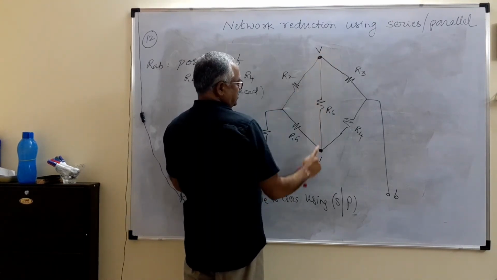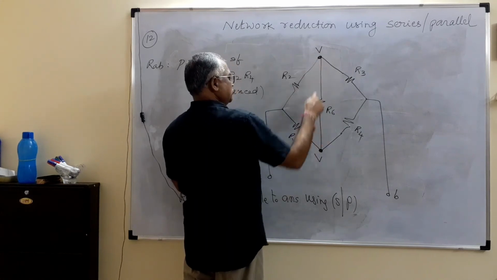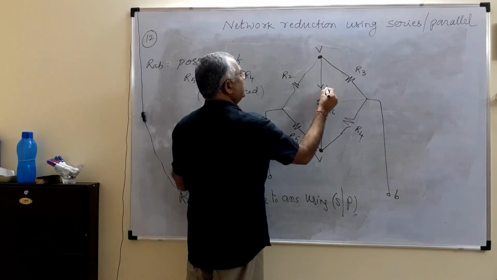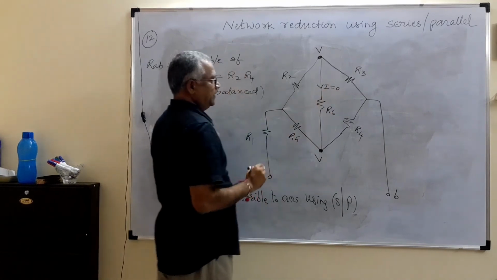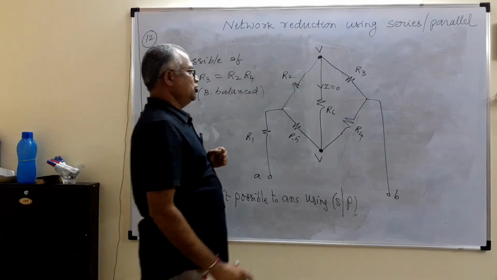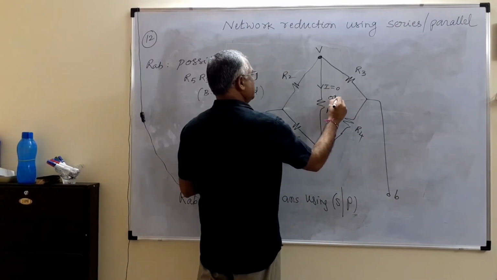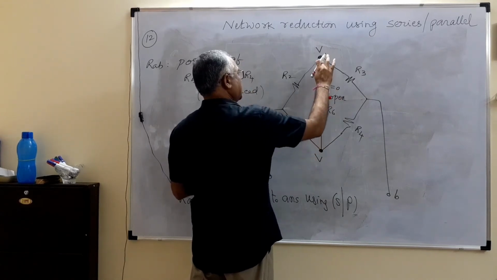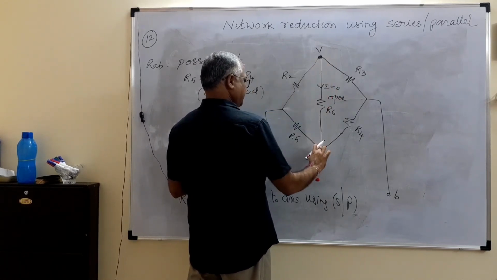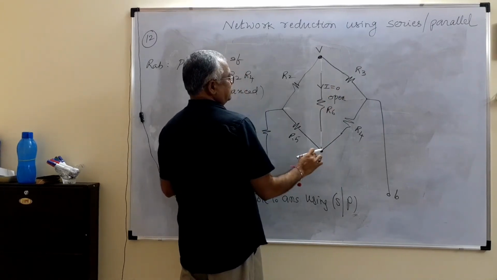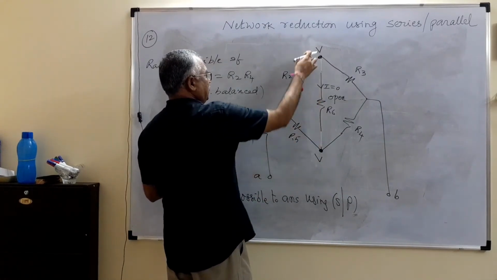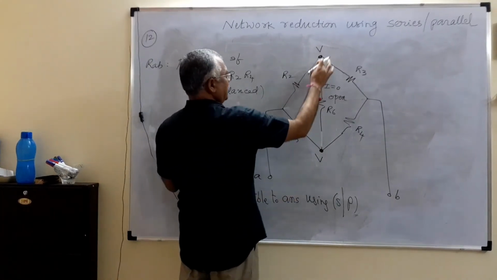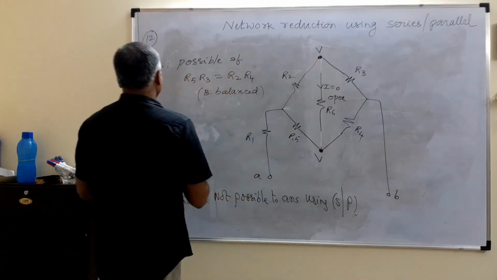Now if this is V, this is V, what is the potential difference between these 2 points? 0. When it is 0, what is the current here? Then this current becomes 0. Current 0 means open or short? Current 0 means open. So physically it is there, electrically behaving like open. Because current is 0. Why is current not flowing? Equal voltage is coming. Why is equal voltage coming? Bridge is balanced. So therefore, under this open condition, we can answer now.